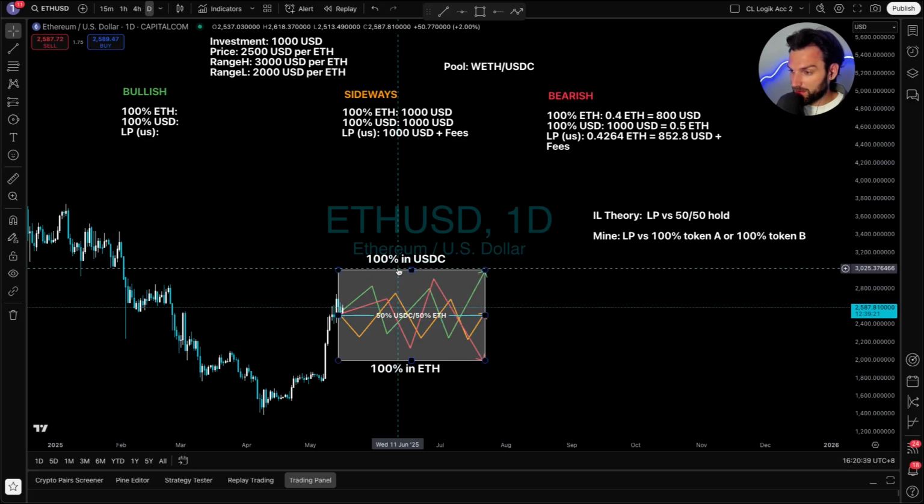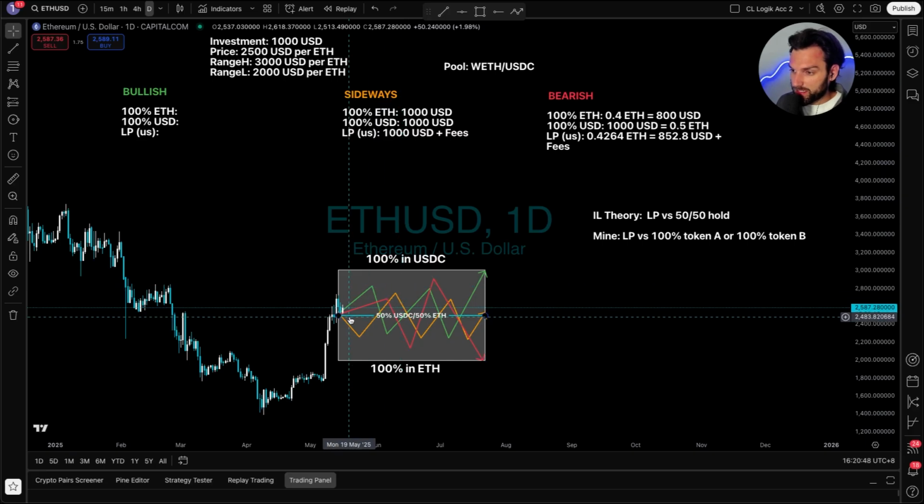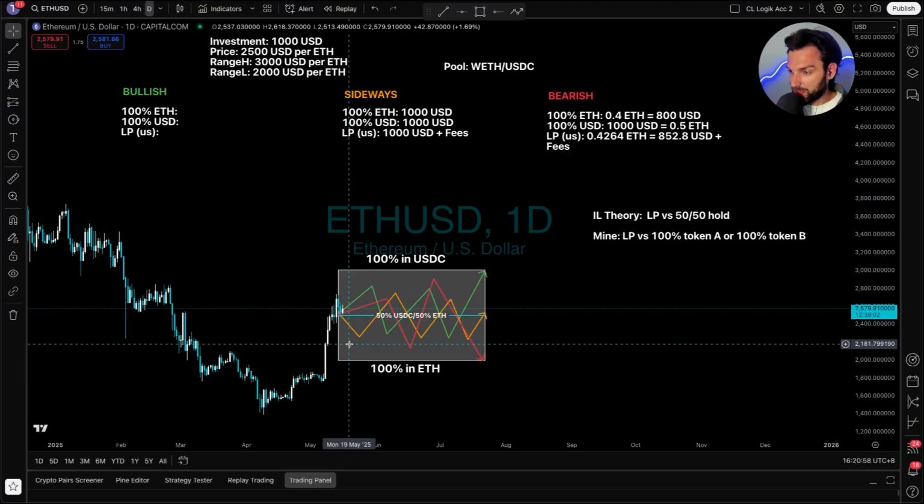So once we reach 3,000 or up, it stays at 100% USDC. What happens in the inverse? Of course, the algorithm will start selling USDC, so you will start buying ETH. So you will start selling USDC until, at the bottom range of your liquidity pool, it will consist of 100% ETH.